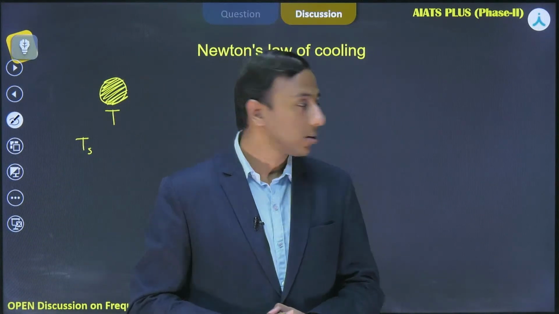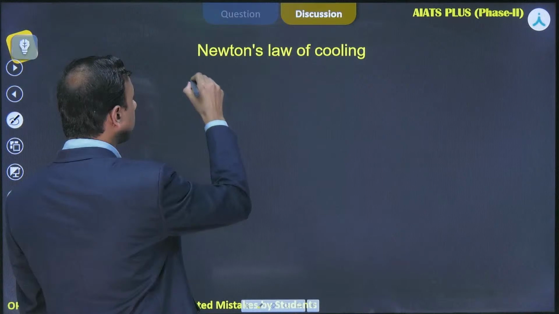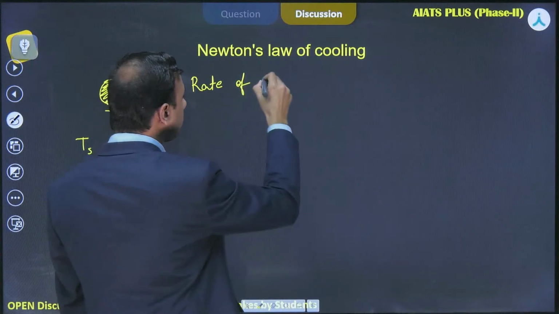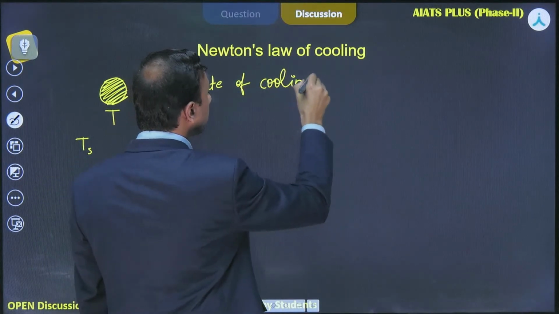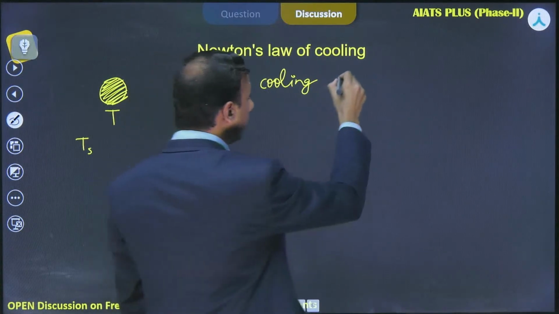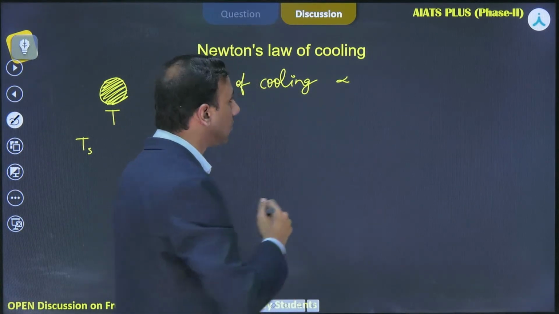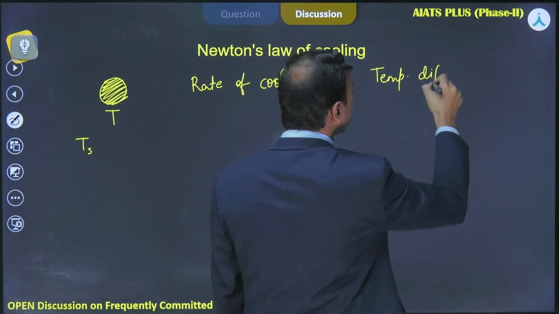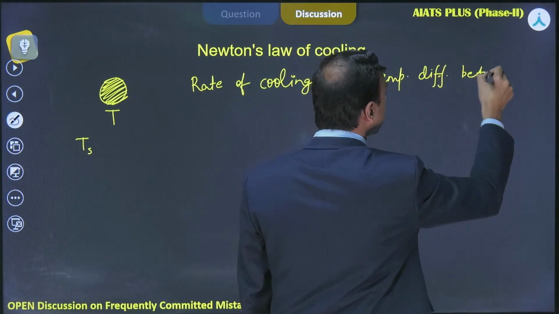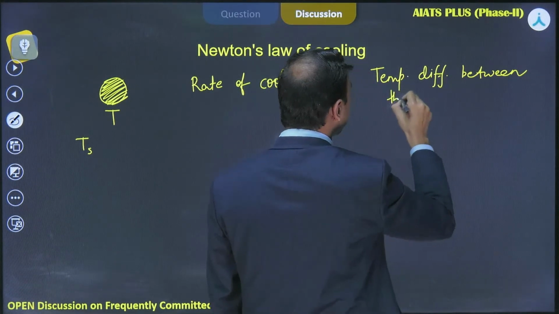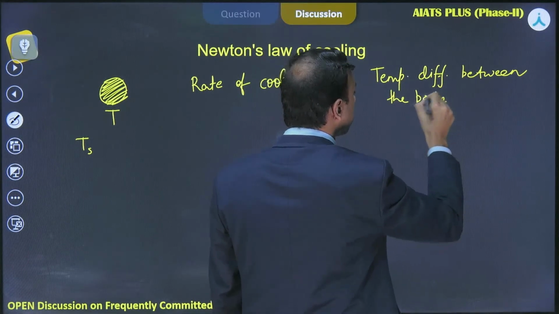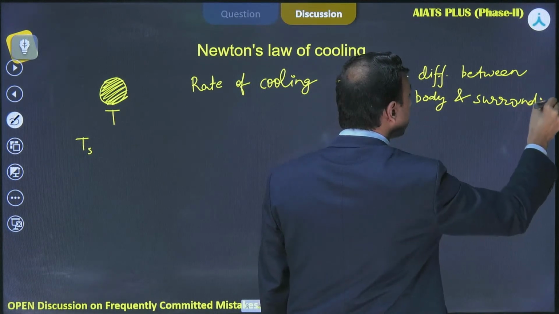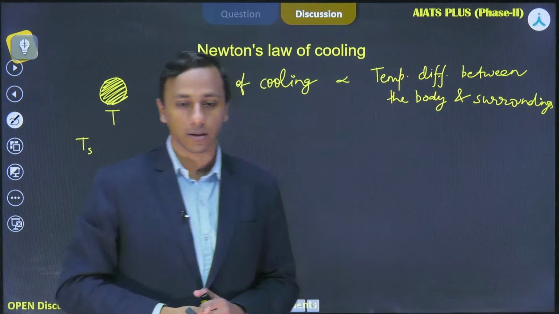So Newton's law of cooling states that, please pay attention, the rate of cooling of this body would be proportional to the change in temperature, right? Or we can, let's say, call it the temperature difference between the body and surroundings. Okay, body and surroundings. So let's begin.